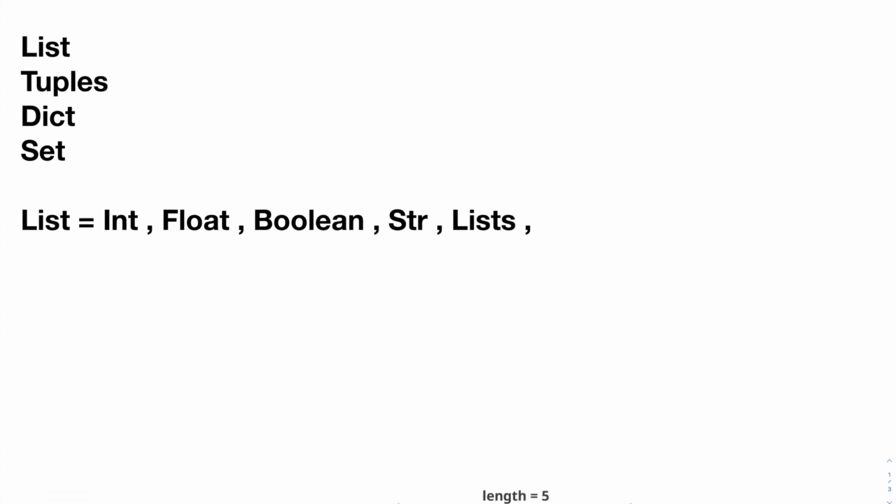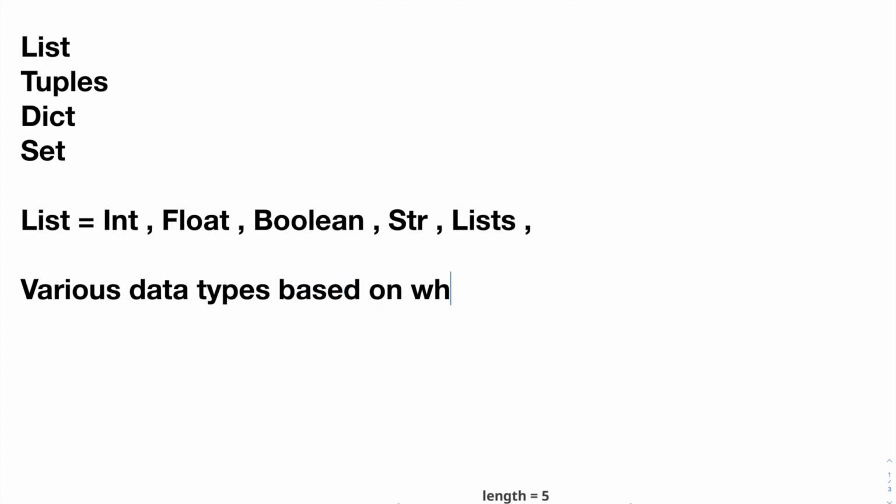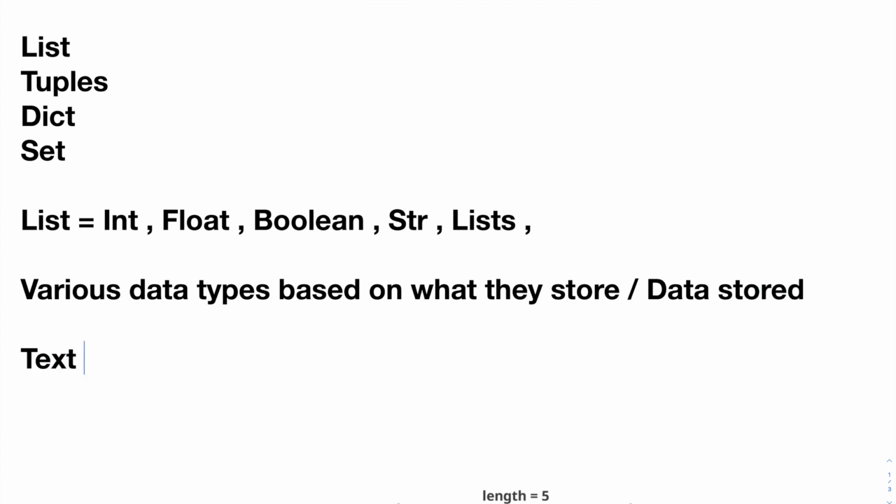Let's see the various data types, how we define them based on what data they store. If we have to store some text related information, you can guess what the preferred way of storing is. In a string. So anything which is a character or text bit, we store it in a string.